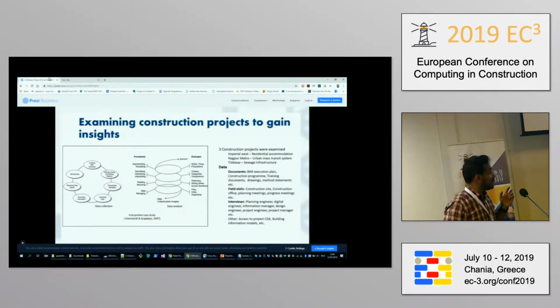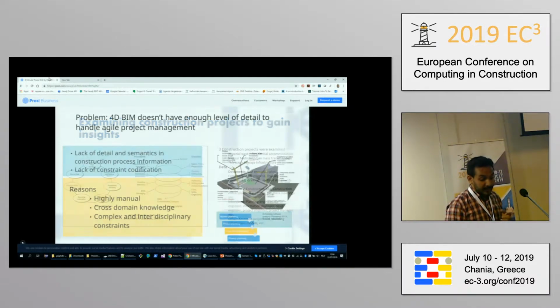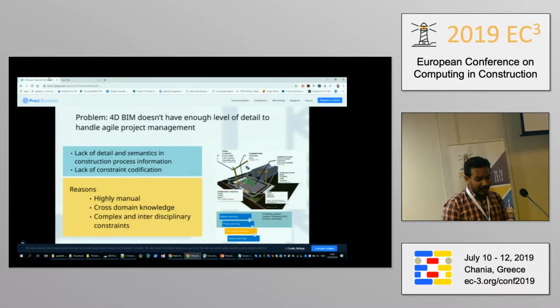To understand that in detail, I went into the construction site. I examined 3 projects, 2 in London and 1 in India. And I was always hit by the same problem again: the 4D BIM doesn't have enough detailed information. It lacks detail and semantics in the construction process information, and lacks constraint codification. Looking at the reasons, it was because it was mostly a manual process, it required cross-domain knowledge, and complex and interdisciplinary constraints need to be modeled.